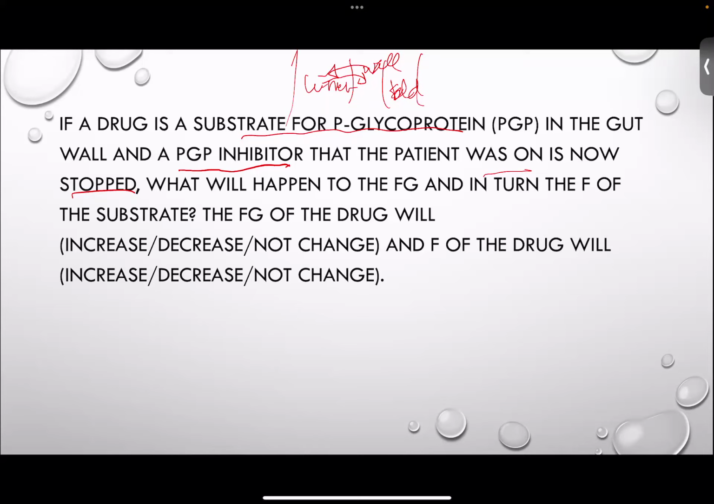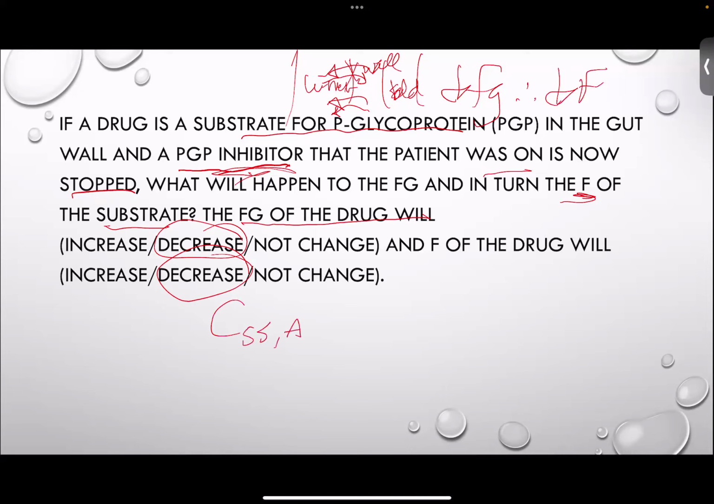So he was on a P-glycoprotein inhibitor, but now that inhibitor is allowed to repopulate. So if you have more P-glycoprotein, it's going to be less inhibited. So there's more P-glycoprotein spitting the drug back out here. We're going to have a decrease in the fraction that escapes the gut metabolism. So what's going to happen to the F of the substrate? The FG of the drug will decrease, and the F of the drug will decrease, right? We're also going to see a decrease in our CSS average, aren't we?